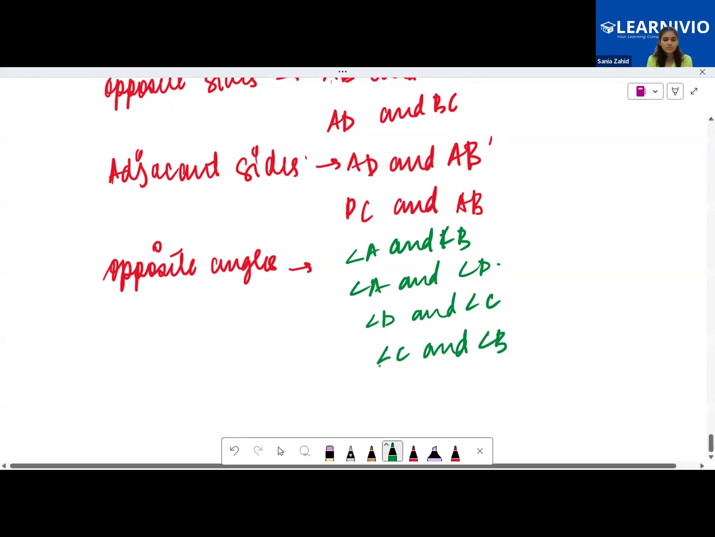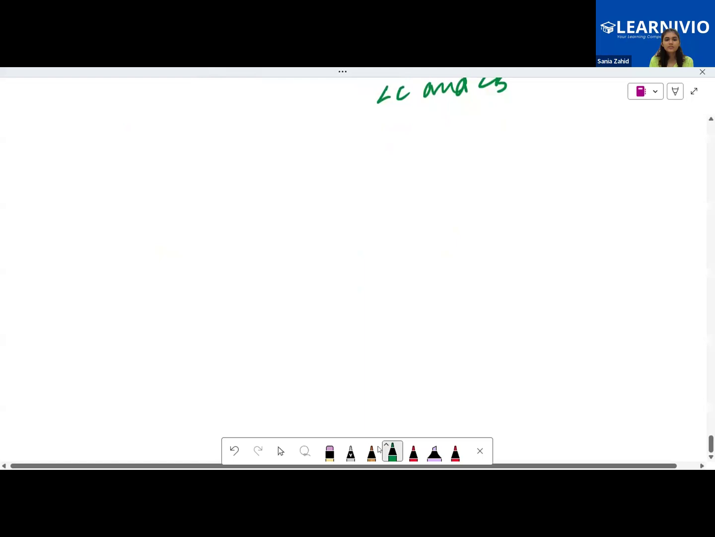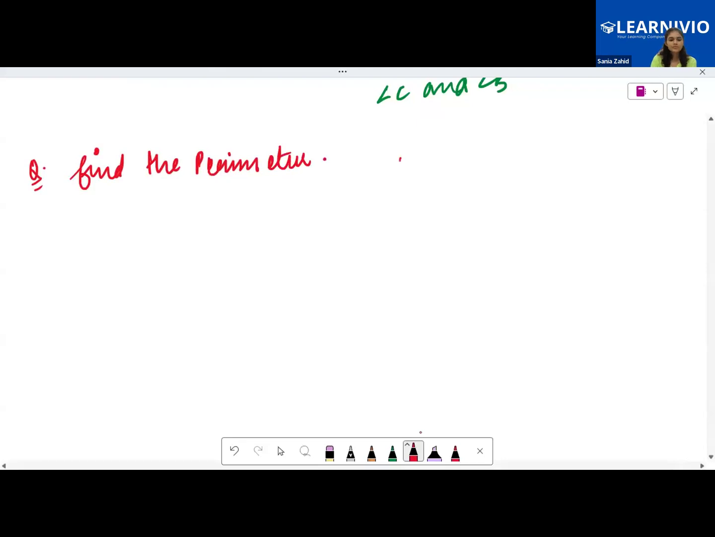Now you have been given a question which says you have to find the perimeter of the following figure. This is the parallelogram.